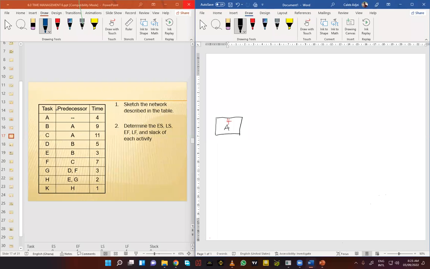So it means there's going to be a branch. You can be sketching it along, because we have done it in class. So this is activity B. This is activity C.